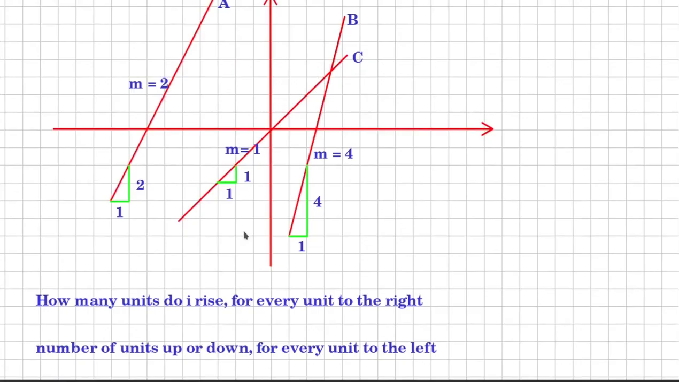We are saying identify the number of squares you move up for a single square you are moving to the right, or rather horizontally. That means that if you are moving down, it's going to be negative. Now let's look at the special gradients before we even calculate stuff.